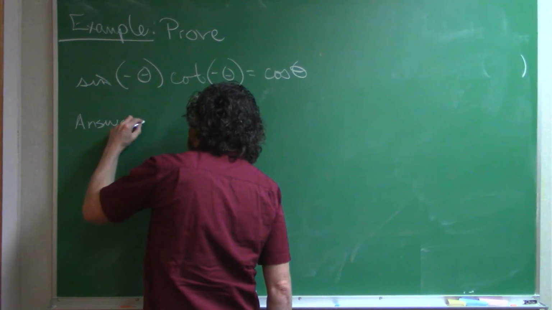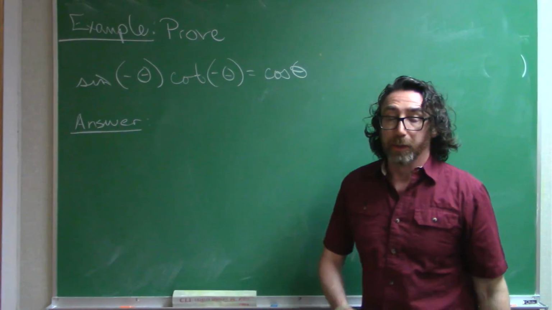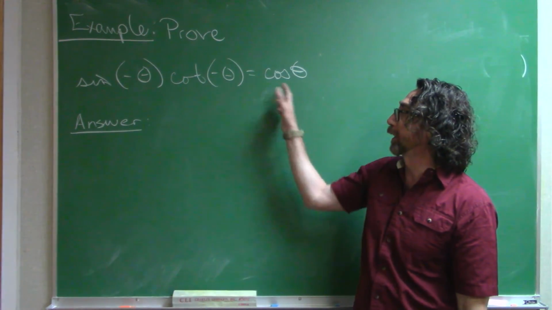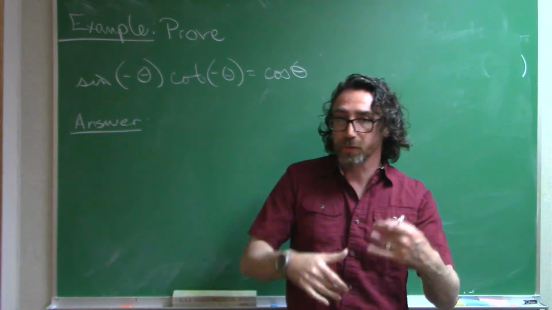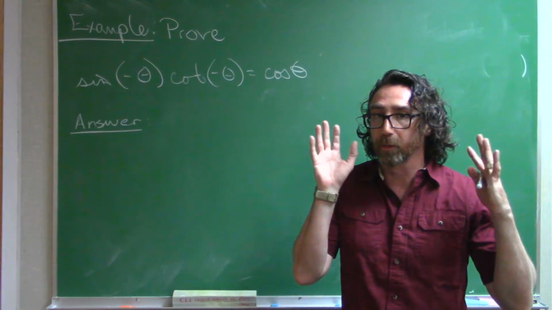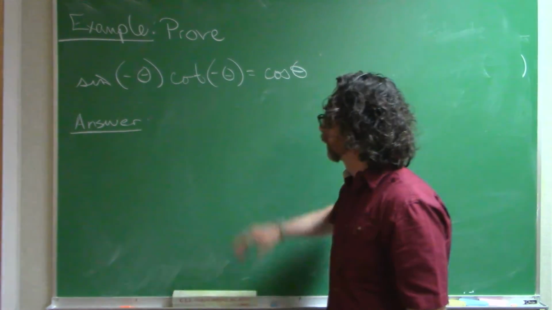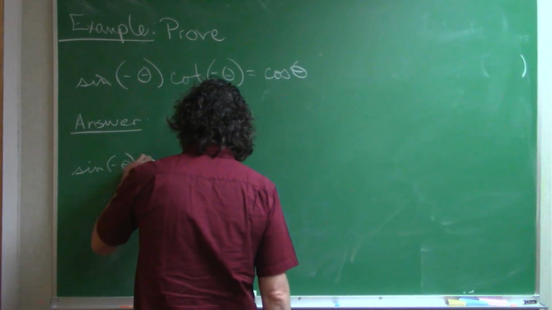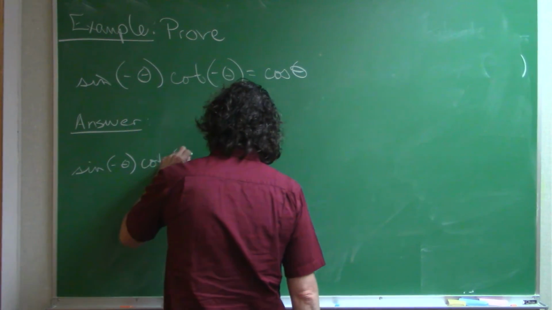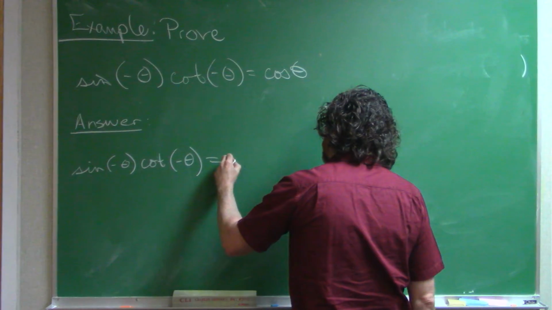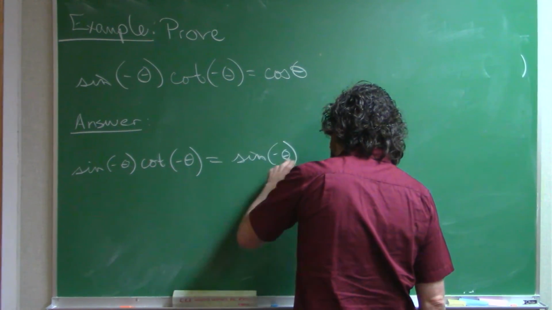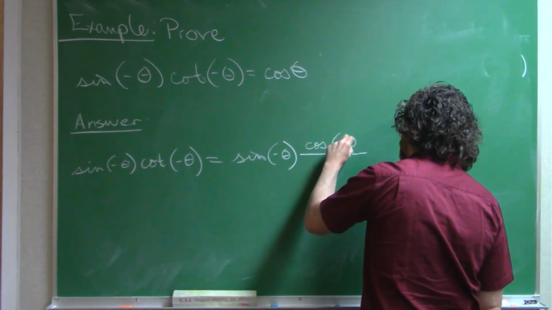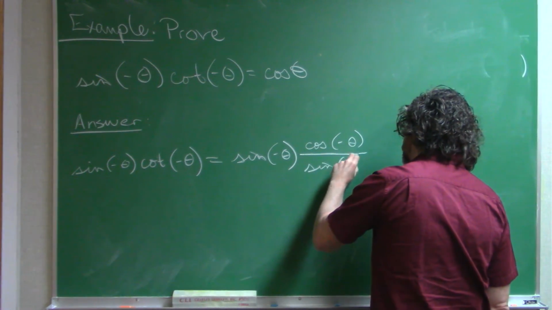Now remember, when we're working with an identity, we of course need to show our steps. We need to show the steps that we would take to transform this side into the right-hand side. And the strategy that I follow is I want to write everything in terms of sine and cosine. So in other words, I want to replace the cotangent. Okay, so I'm going to start with what I have on the left. Sine negative theta times cotangent negative theta. That is equal to sine negative theta. Now cotangent negative theta, I can replace that with cosine negative theta over sine negative theta.